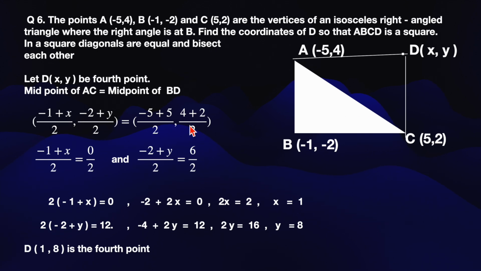Now, x coordinate is equal to this. So, (-1 + x)/2 is equal to 0/2, and (-2 + y)/2 is equal to 6/2. Now simplify this, you get the value of x as 1. Simplify this, you get the value of y as 8. So D(1, 8) is the fourth point to make this a square.